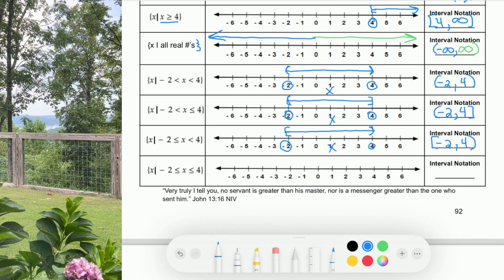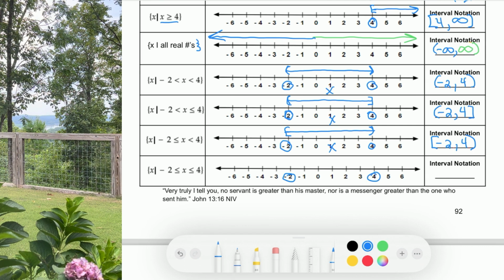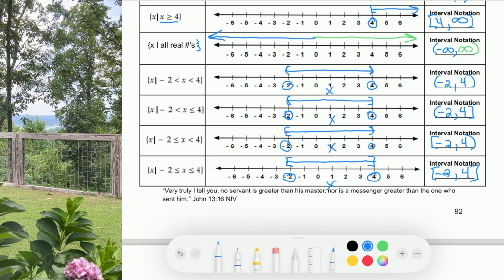4 is not included. The last one has negative 2 is less than or equal to X, which is less than or equal to 4. Both of them are now included in the solution set. So I'm going to circle both of them. I'm going to put brackets above and connect them. And the value of X is in between these brackets, including -2 and 4. So the way we'll write our interval notation is bracket -2, comma, 4, bracket.